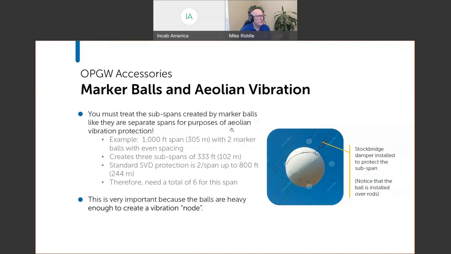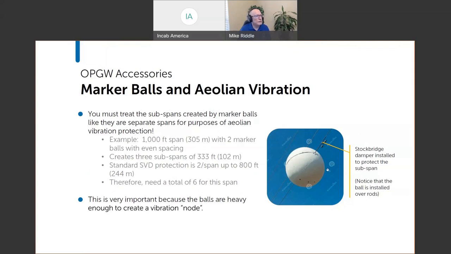The reason is these things are heavy. They can force a node. The reason really has to do with the aeolian vibration, because they're heavy, they can force a node, and thereby you can end up with damage to strands close to the marker ball. So if you use rods, you're protecting the cable, giving it some support.